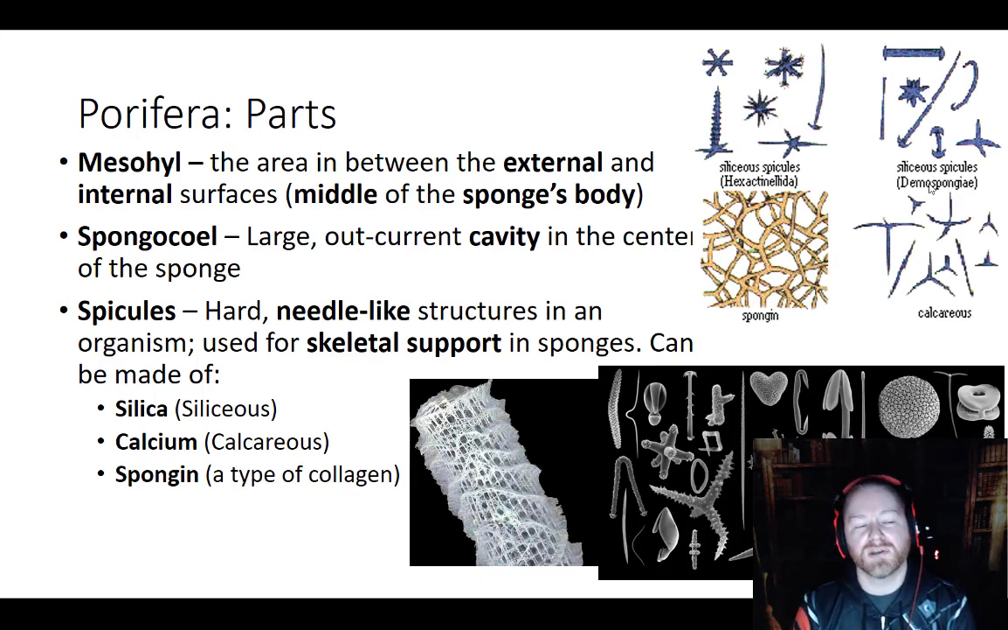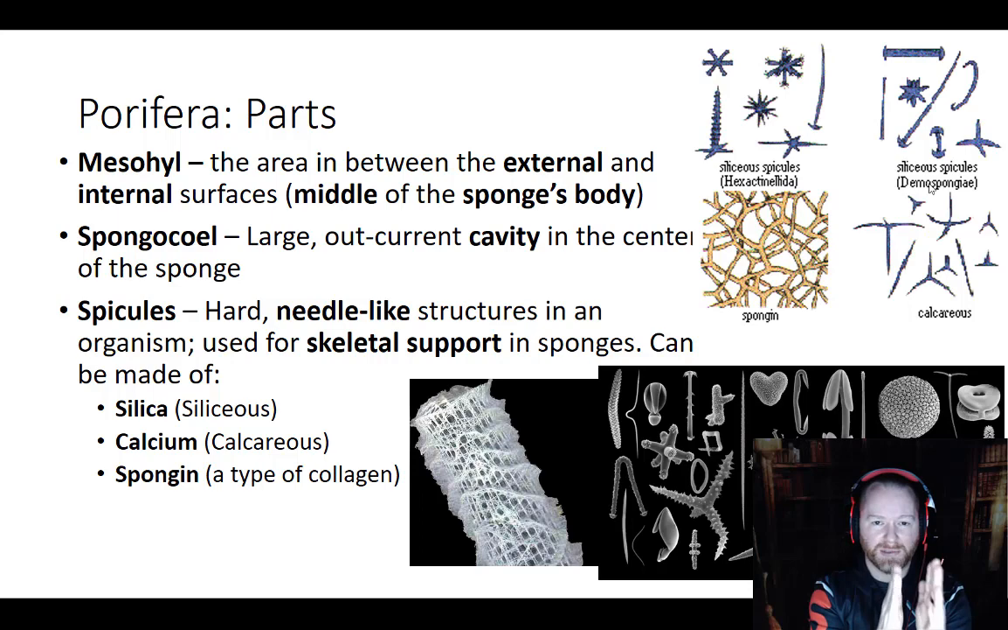So let's look into a little bit more of the other parts and the other types of cells that can be found within sponges. So we have the mesohyl, the spongocoel, the spicules are some of the body parts. So the mesohyl is just the area in between. So you have the outside of a sponge and you have the inside of the sponge, and then you have the big canal in the middle, the spongocoel in the middle, right? But what's in between the outer layer of cells and the inner layer of cells? And that's going to be a lot of mesohyl. It's just an area that's in there. There's different things in there, but it's just the middle of the sponge's body.